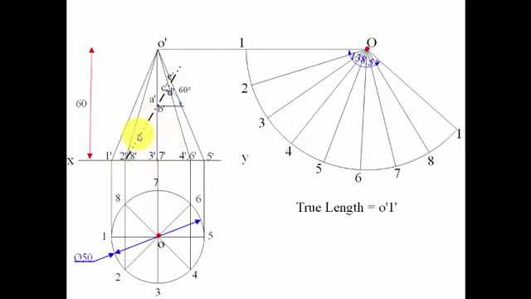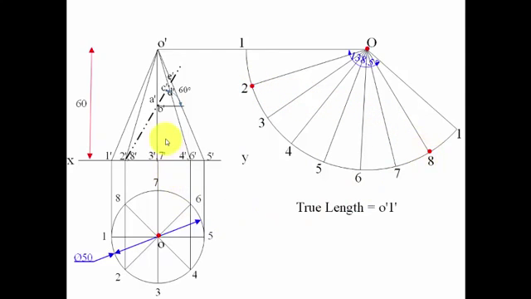You can clearly see that this cutting plane over here intersects the base at 2 dash comma 8 dash, so at 2 and 8. So let's make a point over here, and let's make a point here. This is the point where our development is going to start, and it's going to end at 8.